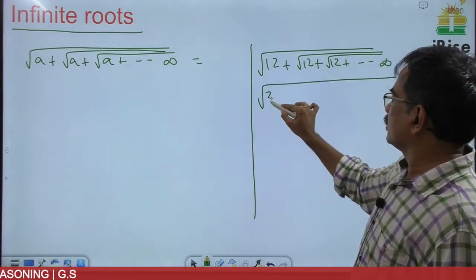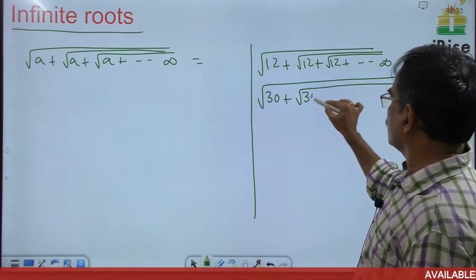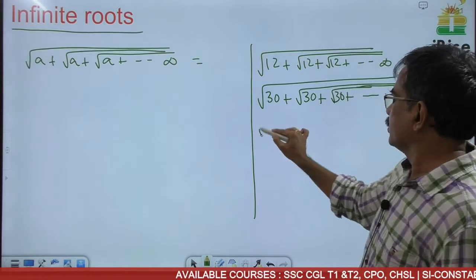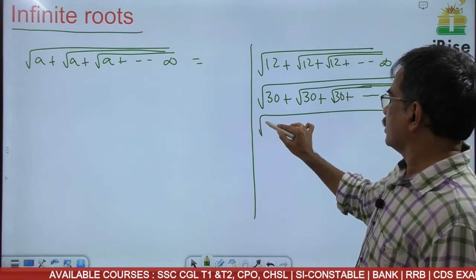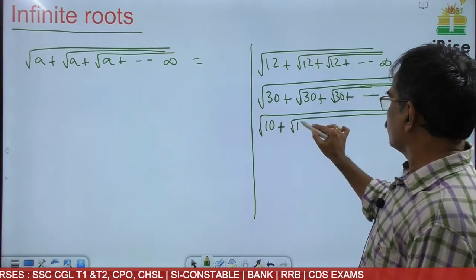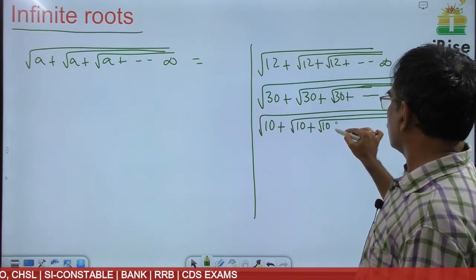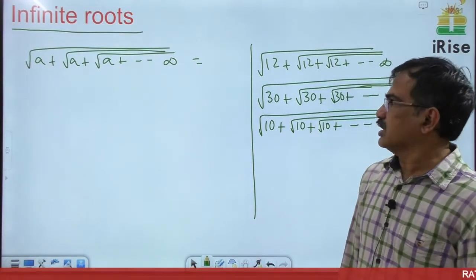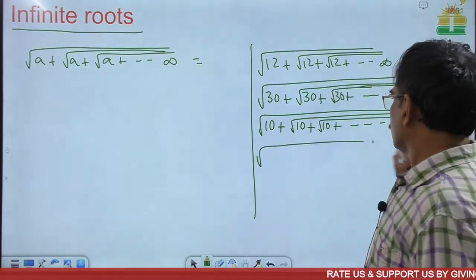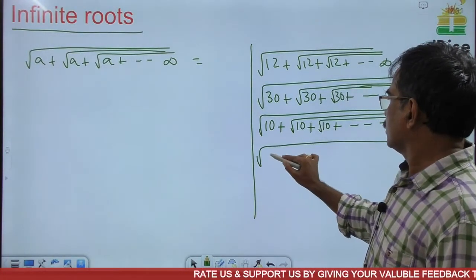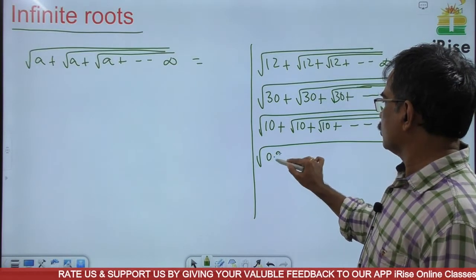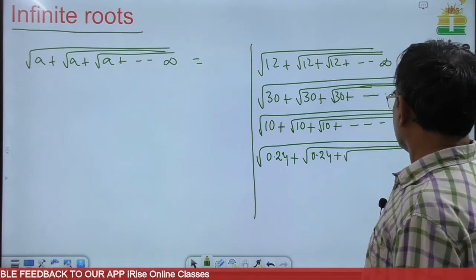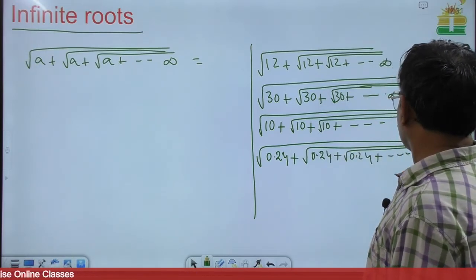Or root of 30 plus root of 30 plus root of 30 plus, and so on up to infinity is given. Or root of 10 plus root of 10 plus root of 10 plus, and so on up to infinity is given. Then what is the answer for these questions? Root of 0.24 plus root of 0.24 plus root of 0.24 plus, and so on up to infinity is given.